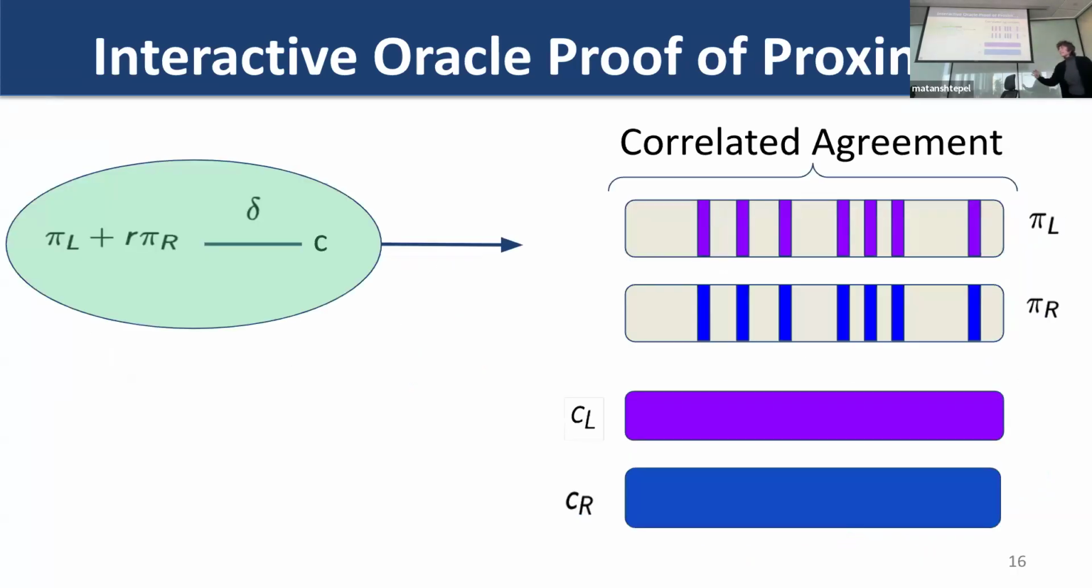And what we hope is that if pi L plus R times pi R is close to C, then pi L and pi R are both close to code words and they agree at the same locations. So this has been proven, and this is the reason that IOPP primitive, which is FRI basically, that I just showed, is sound.